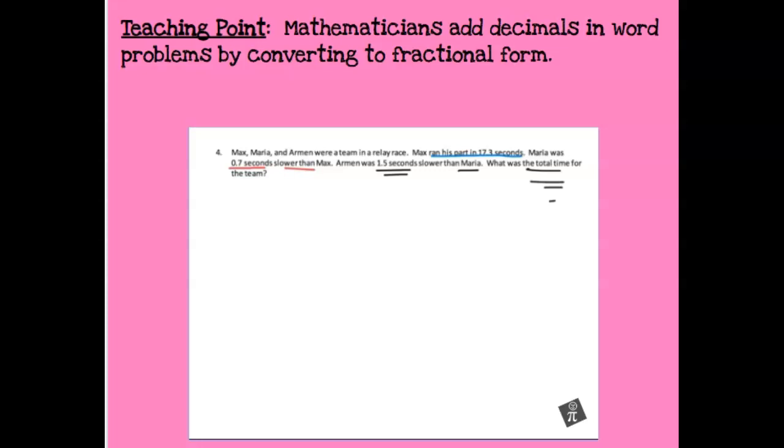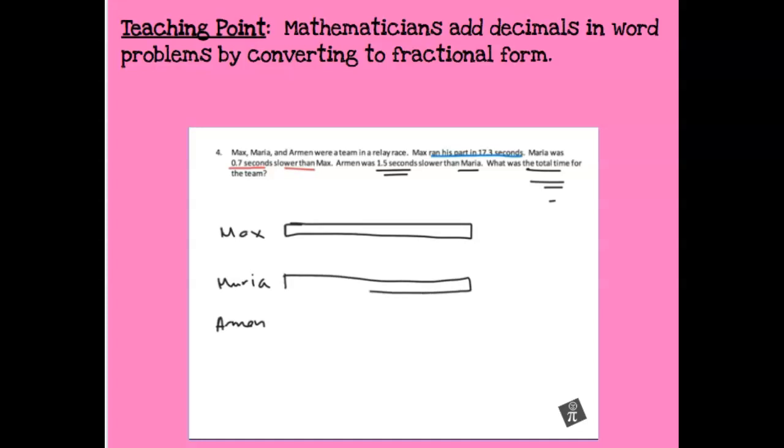So this time we have three characters. We have Max, we have Maria, and we have Armin. And again, I'm going to make all three of their tape diagrams the exact same length, the best I can. One, two, three. So they have the exact same tape diagrams. And then I'm going to go back and read the question again.